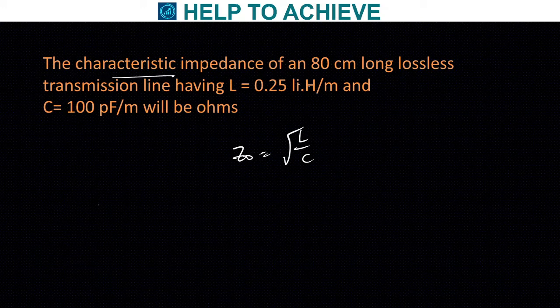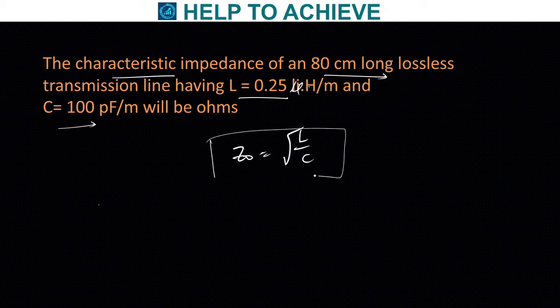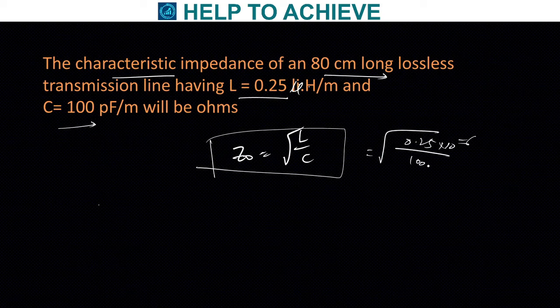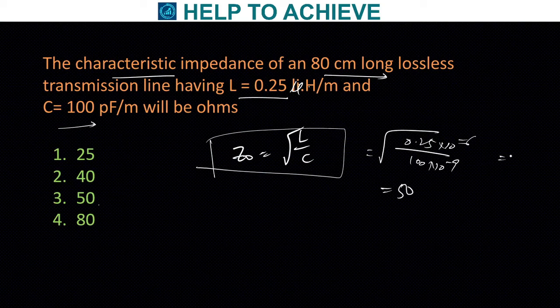The characteristic impedance of an 80 centimeter long lossless line having an inductance of 0.25 microhenry and capacitance of 100 picofarads will be, in ohms. The characteristic impedance we all know is Z0 equal to root of L by C. Here L is 0.25 into 10 to the power of minus 6, and C is 100 into 10 to the power of minus 12. If we do the calculation, that corresponds to 50. This is the correct answer.